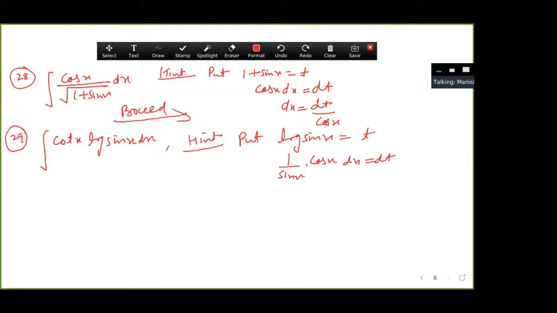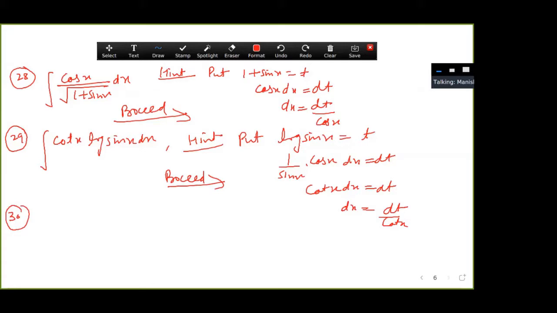You must know the derivative of the given function. If you don't know, it means it is very difficult for you to do the integration. Now cot x dx, dx will be equal to dt upon cot x. Now the question can be done. Proceed the question now. Do your own. Hints are given to you.